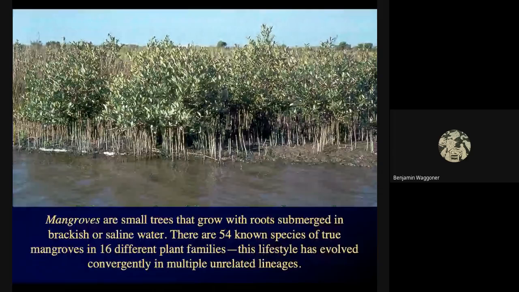And then in addition to seagrass beds, we've got mangroves. These tend to be tropical. They're small trees in 16 different plant families. All mangroves are not related to each other. This type of life has evolved convergently in many unrelated lineages. And they're small trees that can grow with roots submerged in brackish or salt water. So there's a bunch right there.